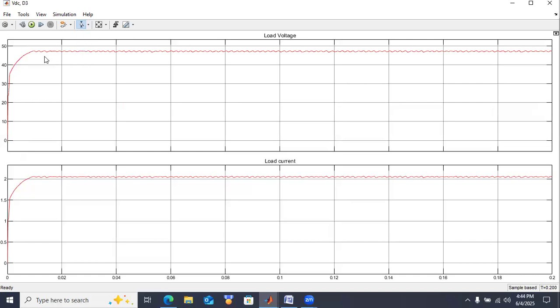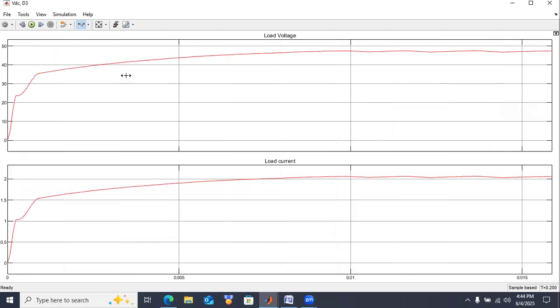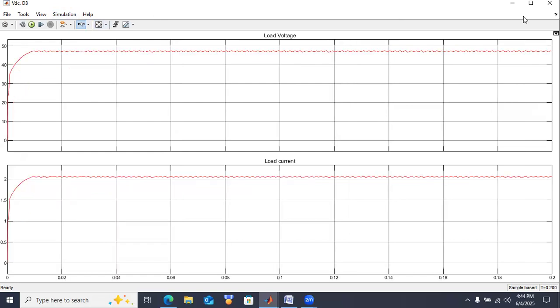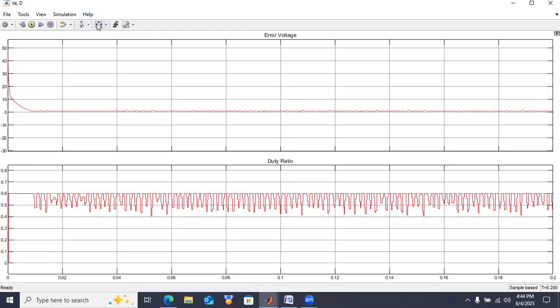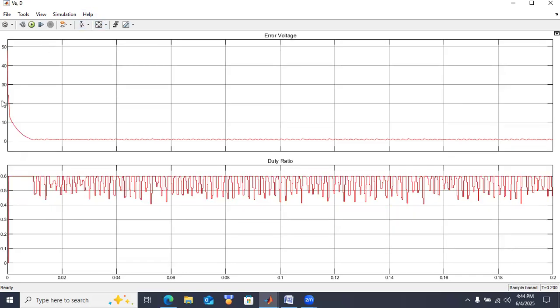And the settling time is also here; the voltage is settled at nearly 0.01 second. Okay, and the controller input and output we can see in this. Controller input is error voltage. Here initially the error is high and it is gradually reducing and it is nearly 0 here. And the second one is duty ratio, how the duty ratio changes here.